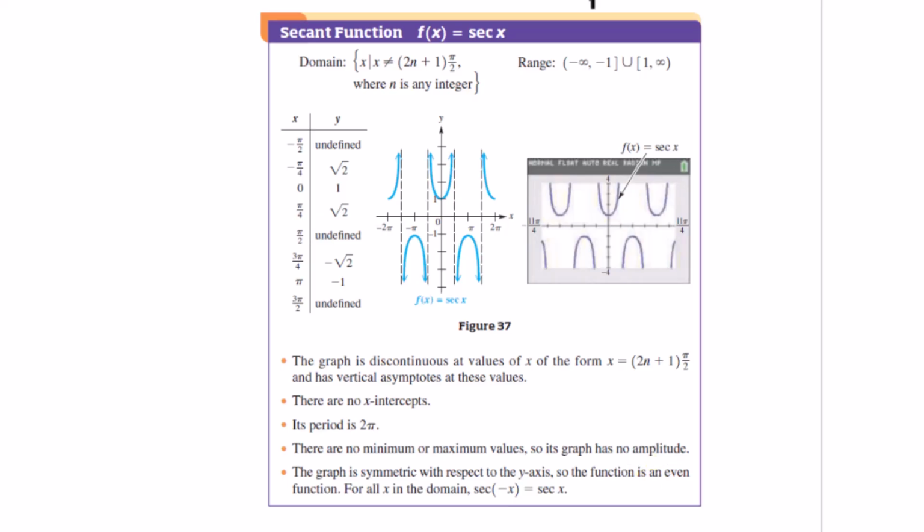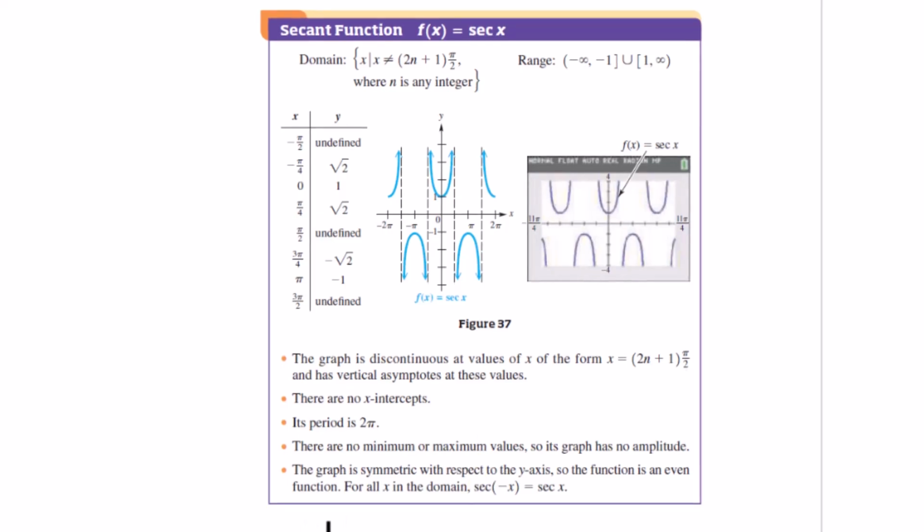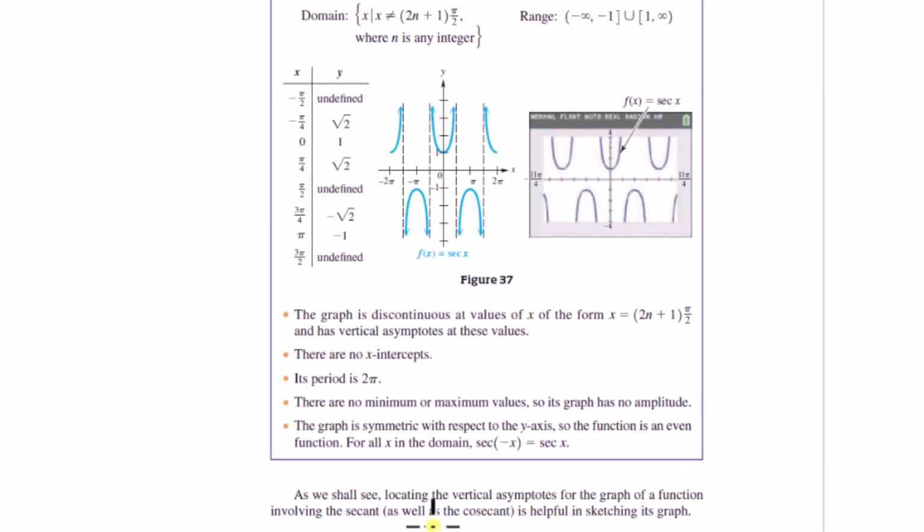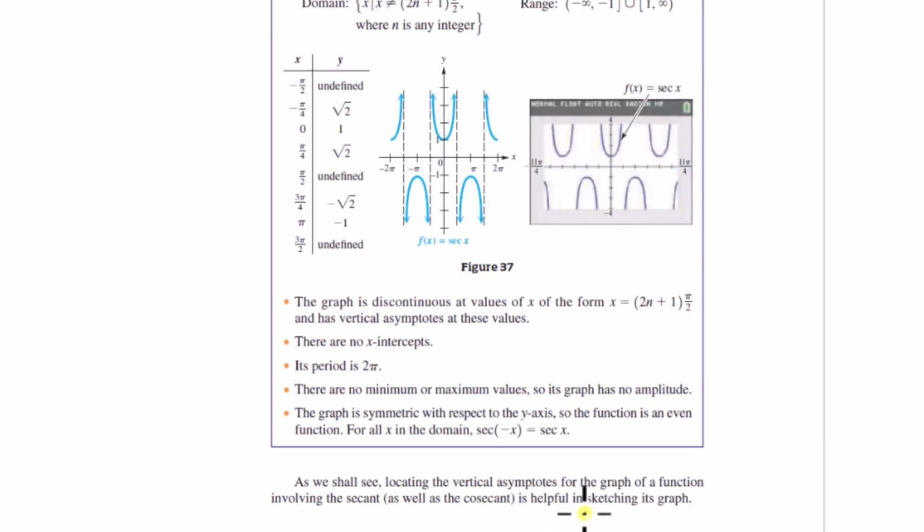Yeah, so they do have these peaks and troughs, but what they're saying here is that cosine never went above 1 or below minus 1, right? It had these absolute maximum and minimum values. Well, secant and cosecant go off to positive and negative infinity, but in some sense they do have peaks and troughs though. And then it's symmetric with respect to the y-axis, so it's an even function. Okay, as we shall see, locating the vertical asymptotes for the graph of a function involving the secant is helpful in sketching its graph. Yeah, just like with tangent and cotangent.